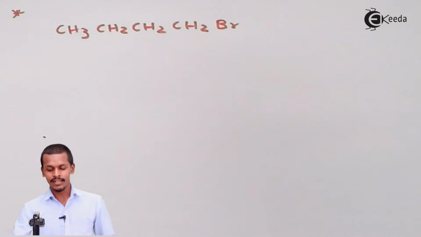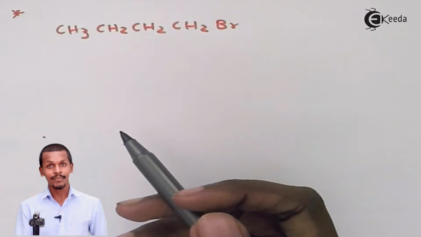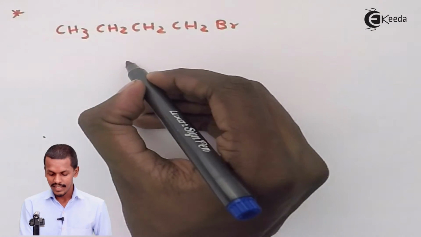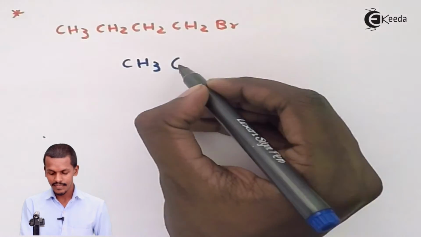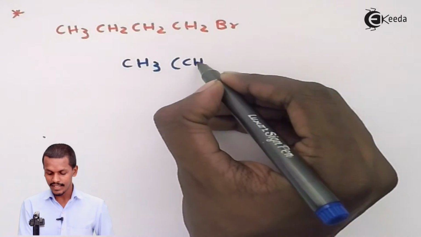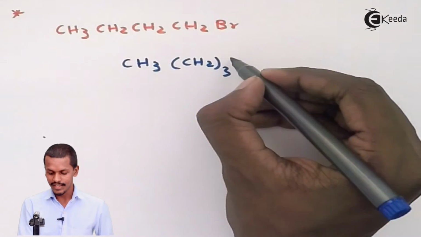But we could see that there are similar groups in this formula, that is CH2, which is repeating. So I could write the condensed formula in this form, that is CH3. This CH2 is repeating 3 times, so I will write it here as CH2 with a subscript of 3, and then later I could attach Br.